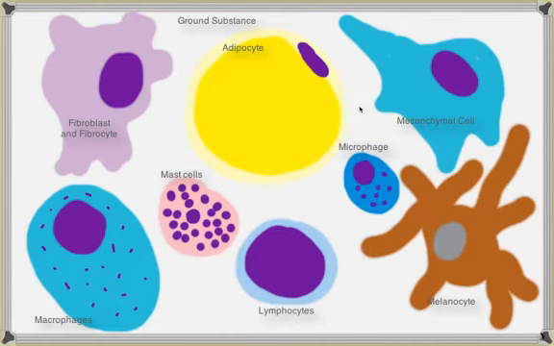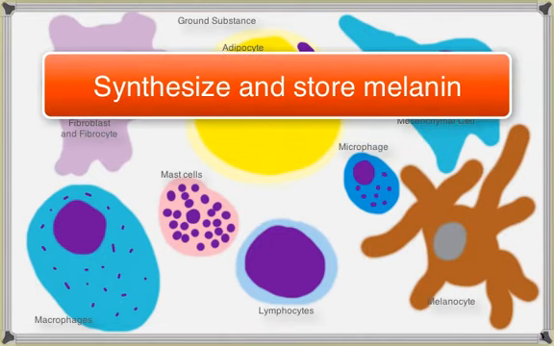Melanocytes synthesize and store the brown pigment melanin. Melanin gives the tissue a brown color and helps to protect the nuclei of the tissues against radiation from the sun. They are most abundant in the skin, where they help to determine skin color. They are also abundant in connective tissues of the eye and the deeper layer of the skin.